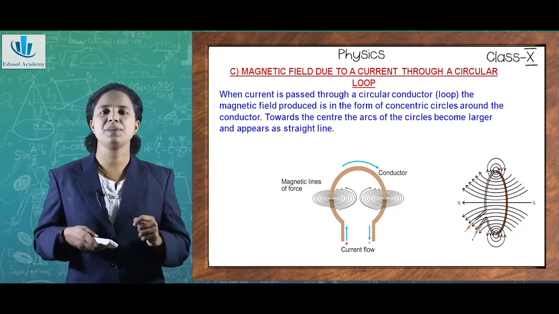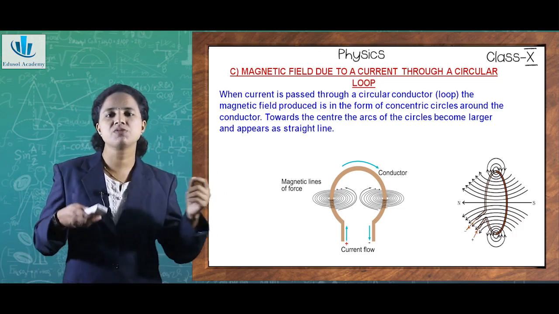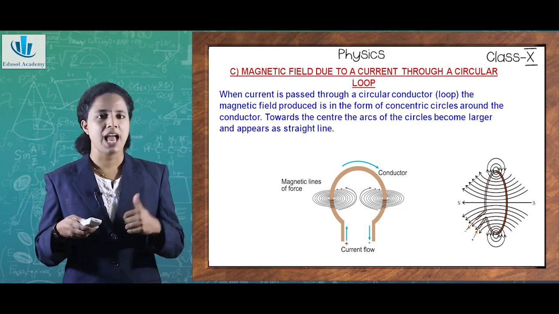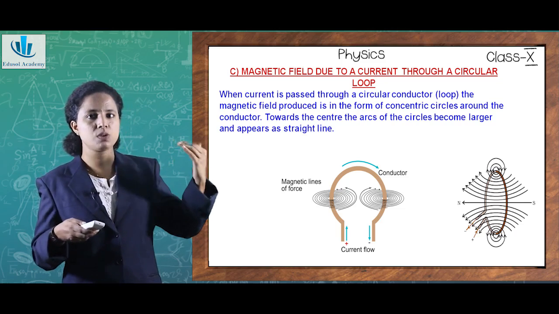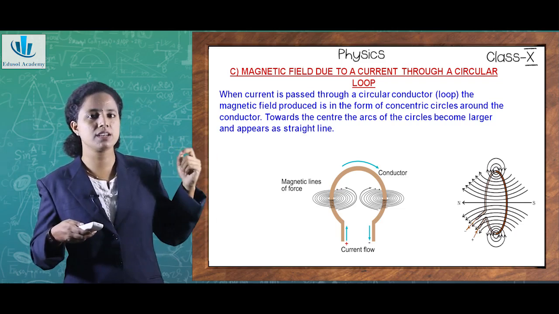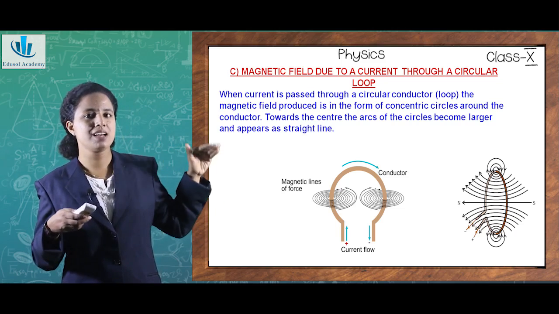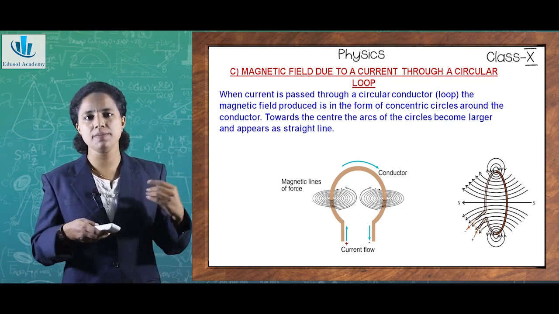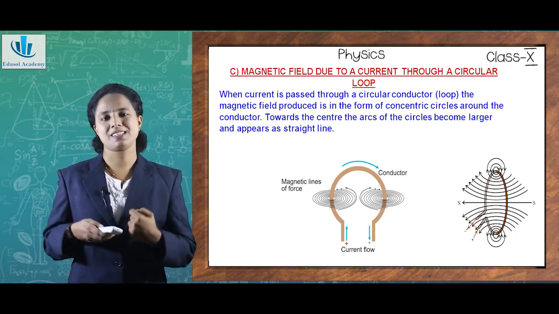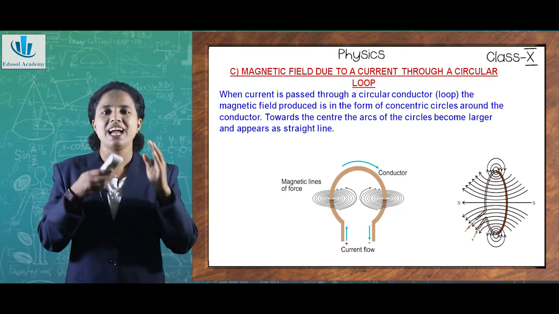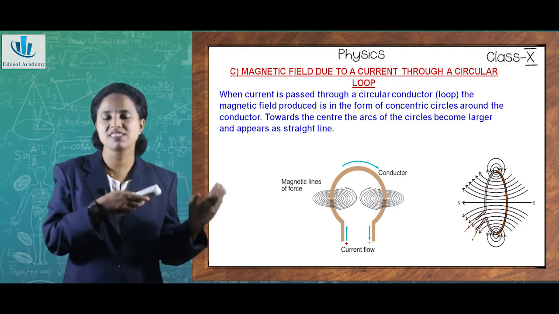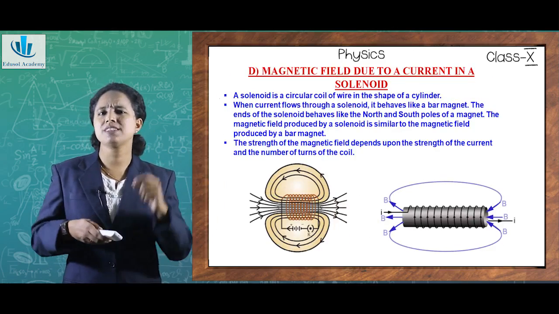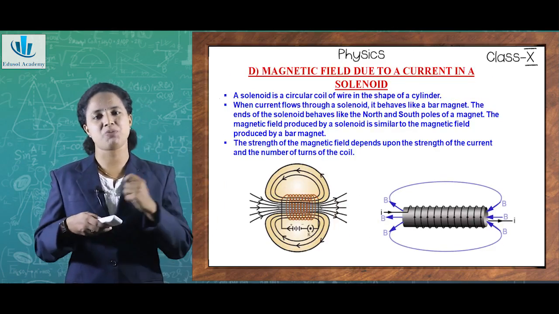And a difference is that towards the center, the arcs of the circles become larger and they appear as almost straight lines. As you can see in this particular figure, towards the center, the arcs of the circles are almost flattened, resembling straight lines. Whereas away from the center, they are concentric circles. So along with some concentric circles, towards the center, the arcs of the circles appear as straight lines. How does the current in a solenoid affect the magnetic field?